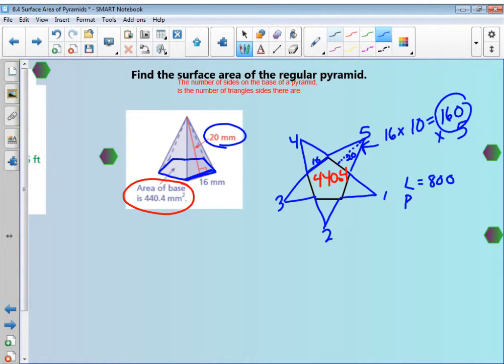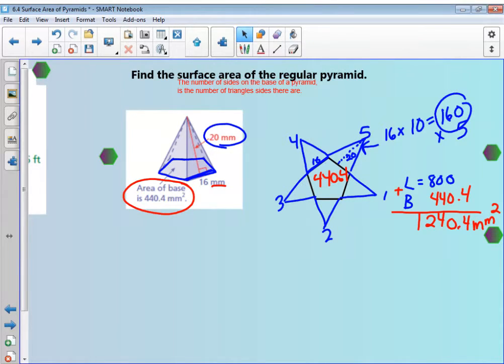Okay, my base was 440.4. I'm going to go ahead and add those together. I get 1,240.4. My dimensions were millimeters, so I label it as millimeters, and it's surface area, so it's squared.